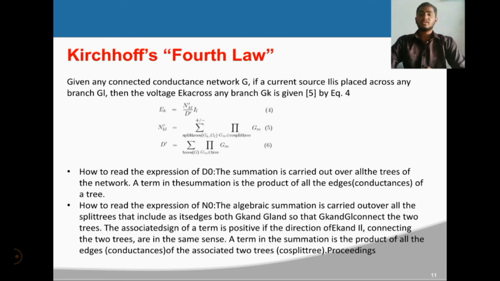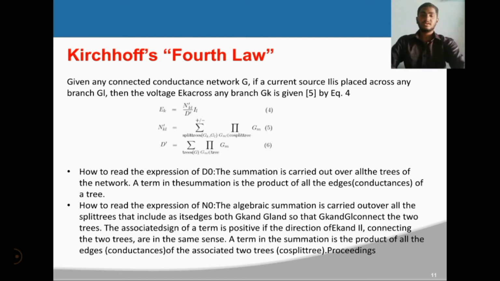Next, how to read the expression of D0? The summation is carried out over all the trees of the network. A term in the summation is the product of all the edge conductances of a tree.